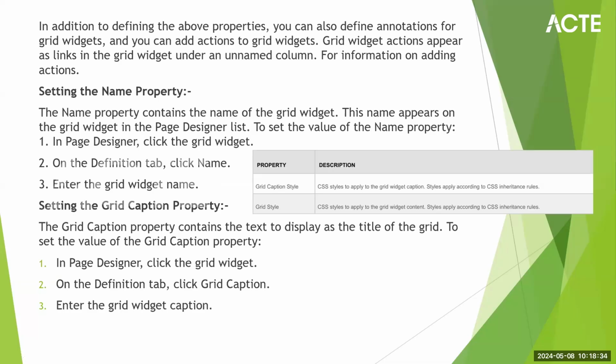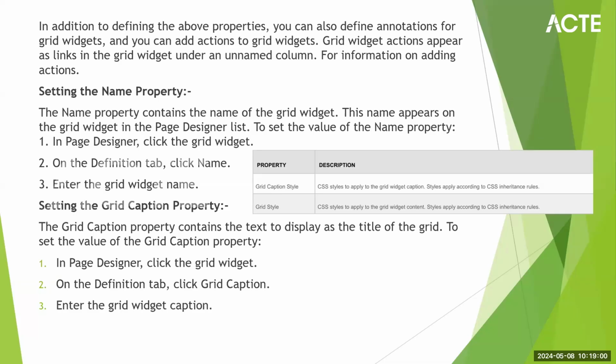And the next, setting the grid caption property. The grid caption property contains text to display as the title of the grid. To set the value of the grid caption property in the page designer, click on the grid wizard on the definition tab, click grid wizard, grid caption, and enter the grid caption.